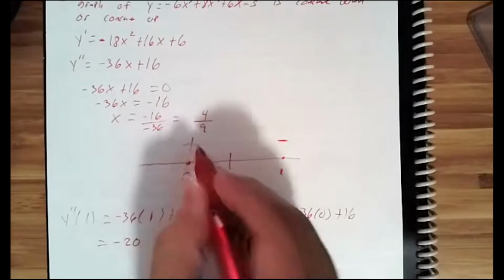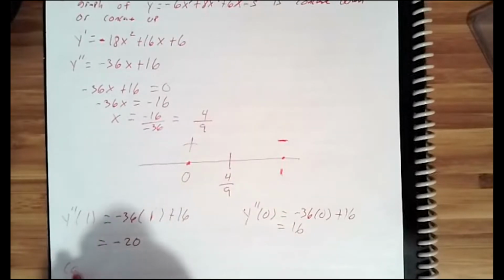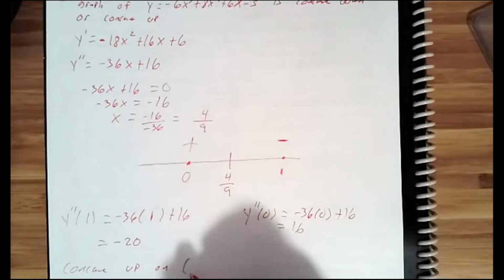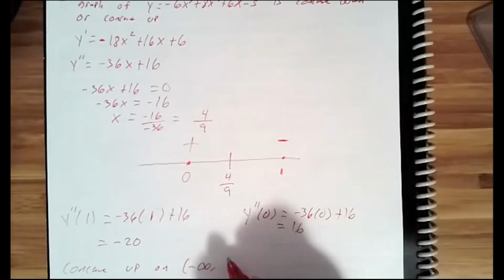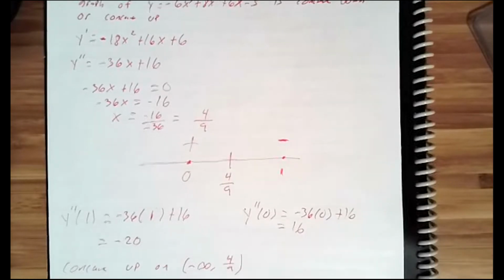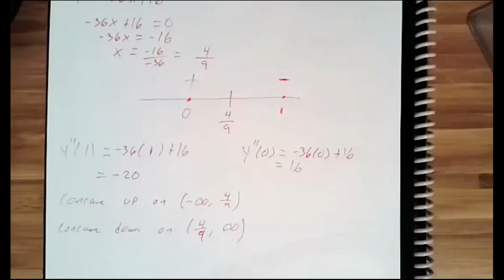So we are plus. So you would say concave up on the interval negative infinity to 4/9. Concave down on 4/9 until infinity. Does that make sense? Any steps that don't make sense, please let me know.